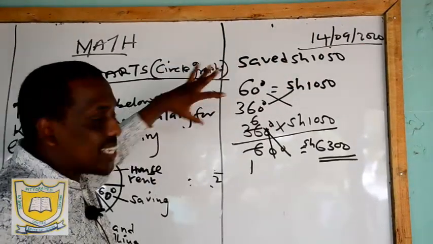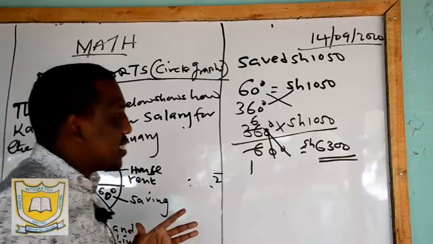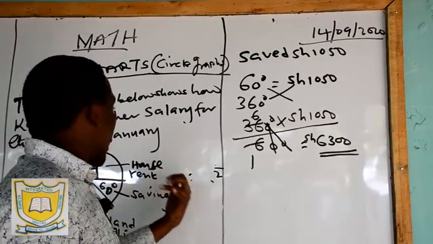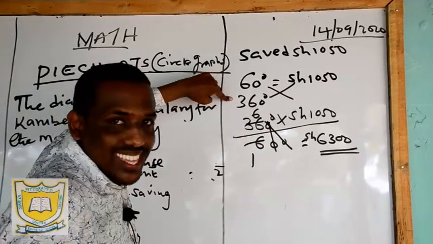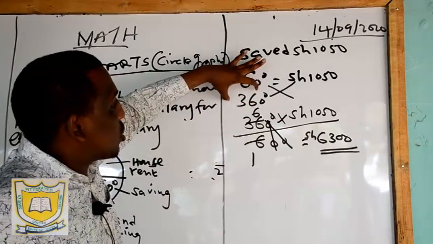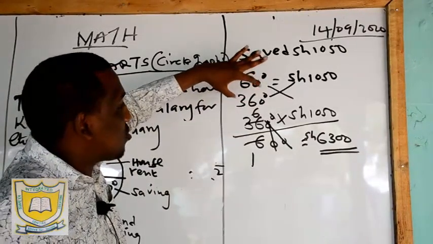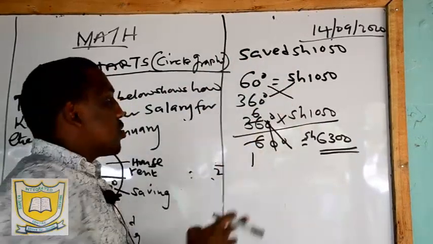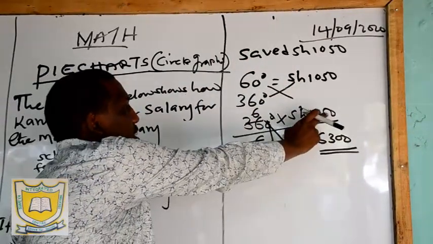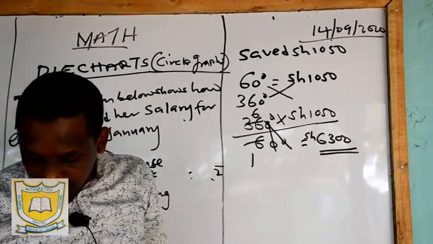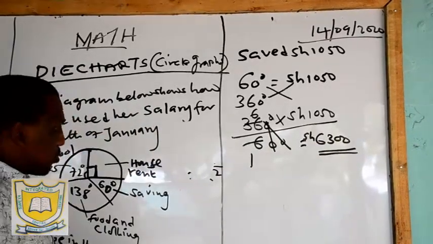What about 360 degrees? Why are we saying 360 degrees? Because they are asking the total salary. If they had asked house rent, we would say what about 90 degrees. If the question had asked school fees, what about 72 degrees. But they're asking the total. Whenever you ask a total salary, it's not specific, it's total. What about 360 degrees? Cross multiply. So 360 multiplied by shillings 1050 divided by 60, you will get 6,300. That was question A.